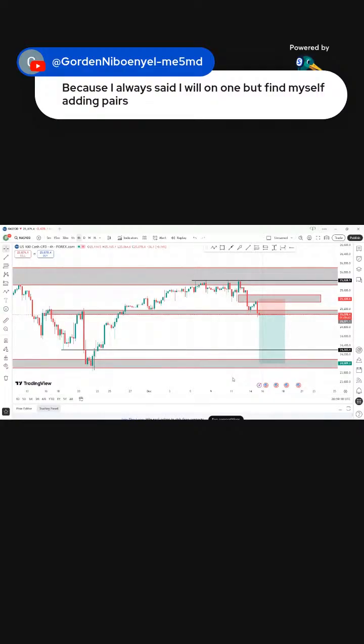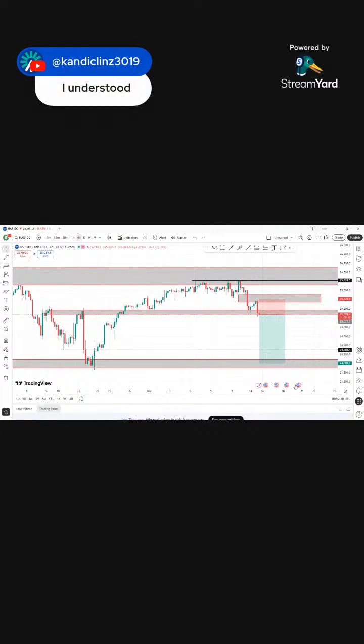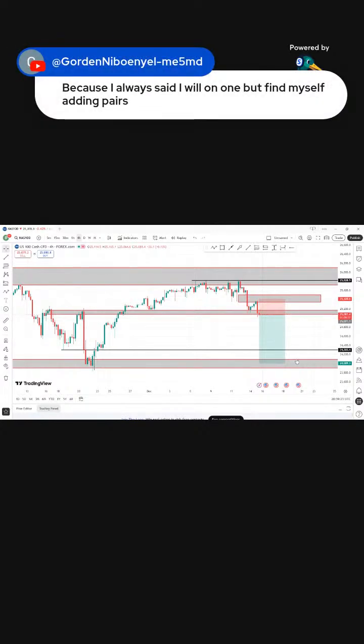Okay, I understood. That's very great. Beginner-friendly pair. If you want to trade a currency pair, the beginner-friendly pair is Euro USD. There is not much manipulation of that particular pair. You understand? There is not much liquidity sweep in that particular pair. It is a beginner-friendly pair. You understand?